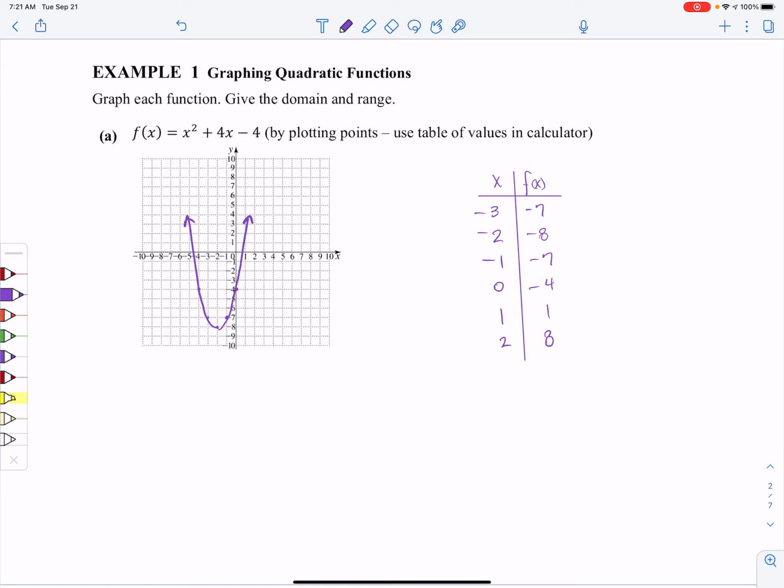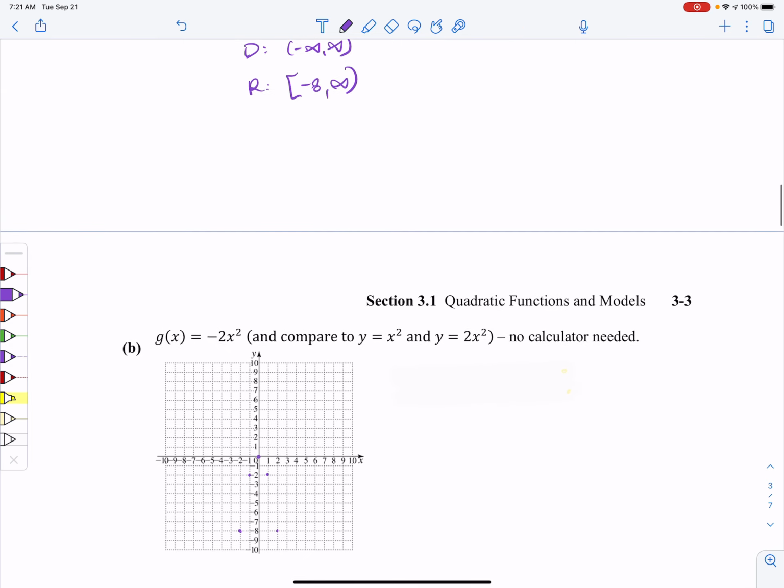And I didn't graph every single coordinate. I only graphed 5 of my coordinates. All right, so then we need the domain, which is going to be all real numbers. And my range, well, the bottommost value is a -8, and the topmost value continues on forever.